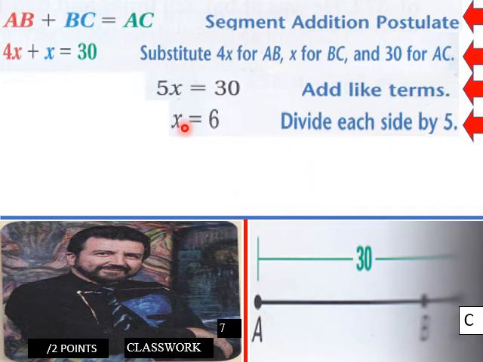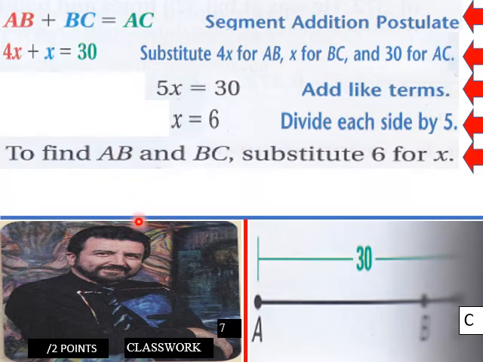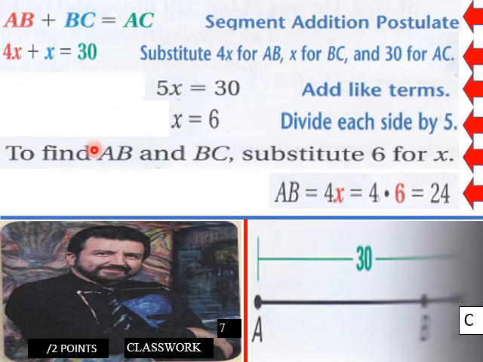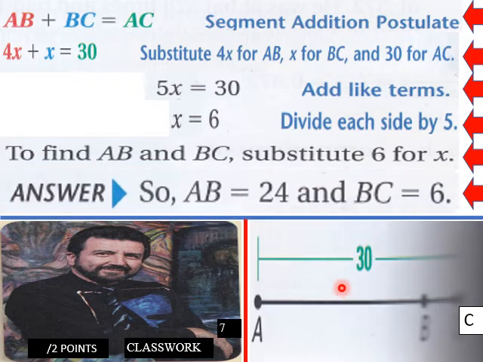So now we know what our x is. Divide each side by 5, solve for x. To find AB and BC, substitute 6 for x. So we go back up here again, and then we substitute this in for up here, yes? So AB equals 4x equals 4 times 6, so this equals 24. And then BC equals x, which equals 6. So this is 24, this is a 6 here.